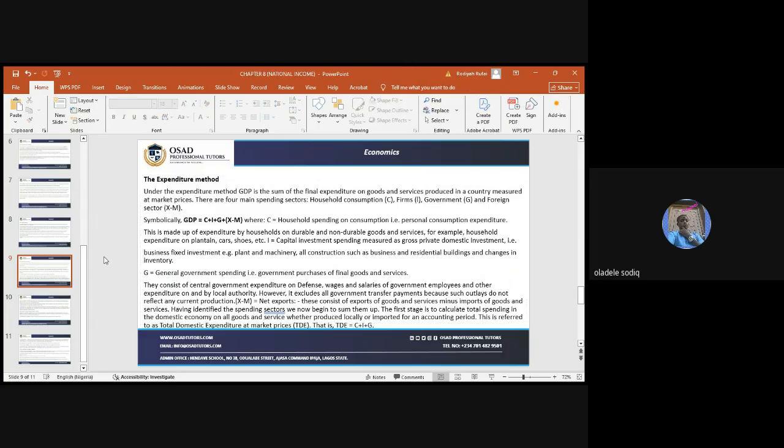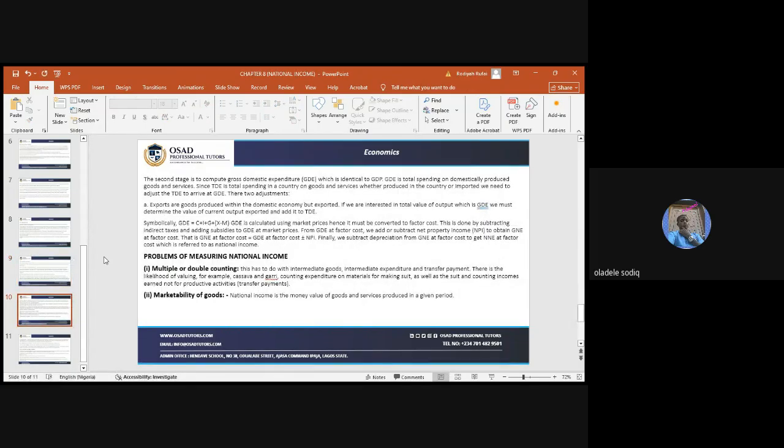Then we move on to the next one. By the time we pick a question, you are going to understand all of this much better. Then we also have the problems of measuring national income. One of the problems is double counting, or multiple counting, when you count more than one. This has to do with intermediate goods, intermediate expenditure and transfer payment.